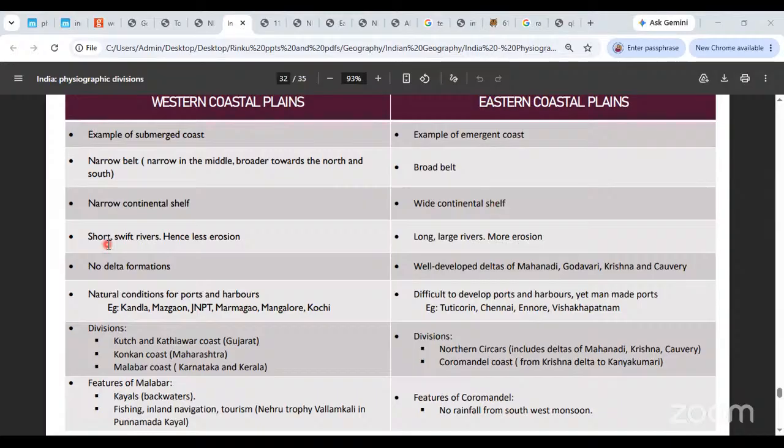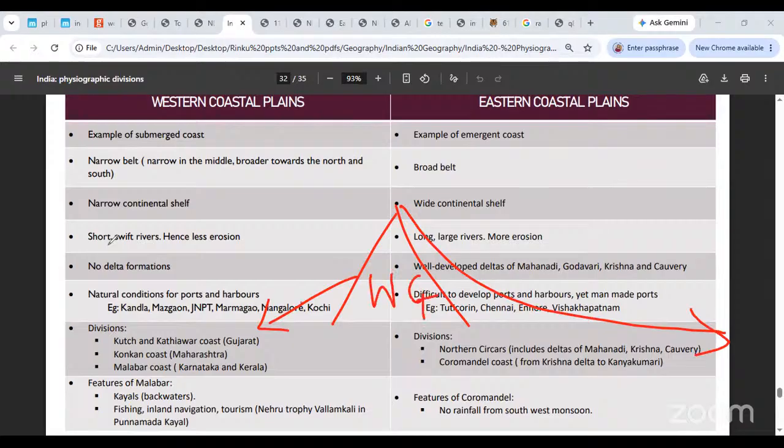Western coastal plains have very short and swift rivers because the Western Ghats are right next to it. The rivers will come down from the Western Ghats, people. Look, we are saying this is the Western Ghats. Clearly there are rivers coming this way also, and there are those long rivers which go all the way throughout the Peninsula Plateau also. So the rivers that flow through the Western coastal plains are going to be shorter, swifter rivers. Clearly there is not enough erosion and not enough deposition to form deltas. So delta formation is not something you see on the western coastal plains.